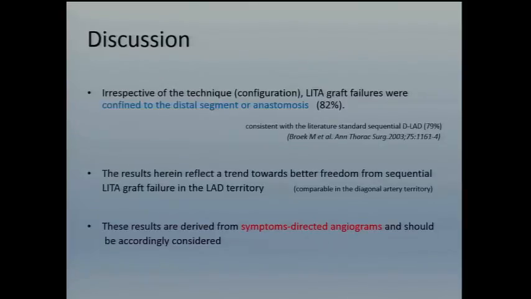So to conclude, irrespective of the technique, sequential LITA graft failures were confined to the distal segment, and the percentage here was compatible with the literature, around 80%. The results herein reflect better freedom from sequential LITA graft failure in the LAD territory. And we have to emphasize that these results reflect symptoms-directed angiograms and should be considered accordingly.